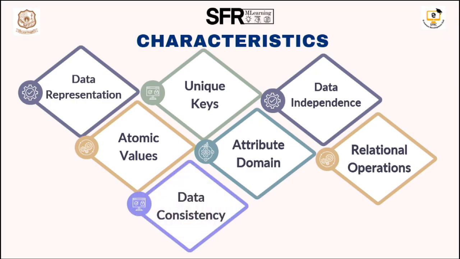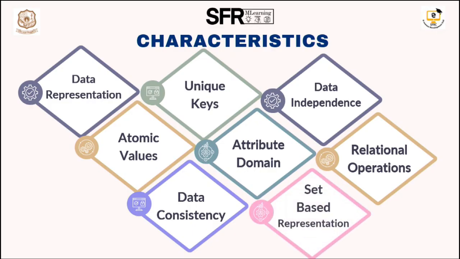Next one is data consistency. Ensures data consistency through constraints, reducing redundancy and anomalies. Next one is set based representation. Tables in the relational model are treated as sets and operations follow mathematical set theory principles. These are the 8 characteristics of the relational model: data representation, atomic values, unique keys, attribute domain, data independence, relational operations, data consistency, set based representation.